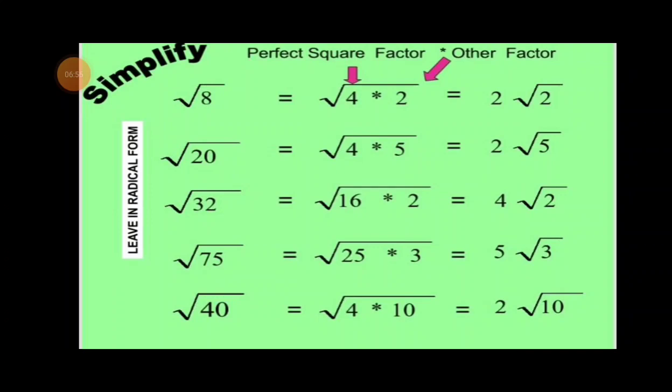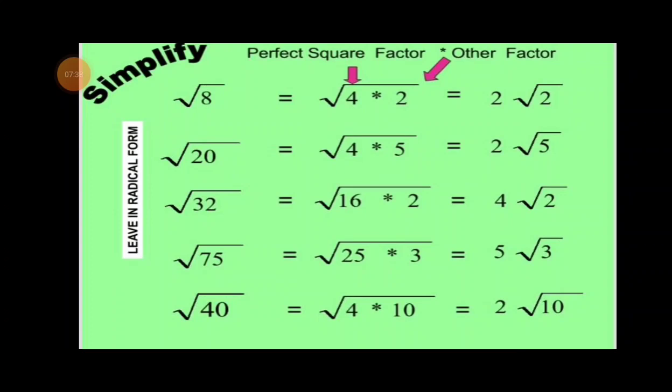Next example is the square root of 75. So the square root of 75 is equal to the square root of 25 times 3, because 25 times 3 is equal to 75, and 25 is a perfect square. So next is to take the square root of 25. The square root of 25 is 5 and copy that 3 because it is not a perfect square. So we have the square root of 25 times 3 is equal to 5 square root of 3.